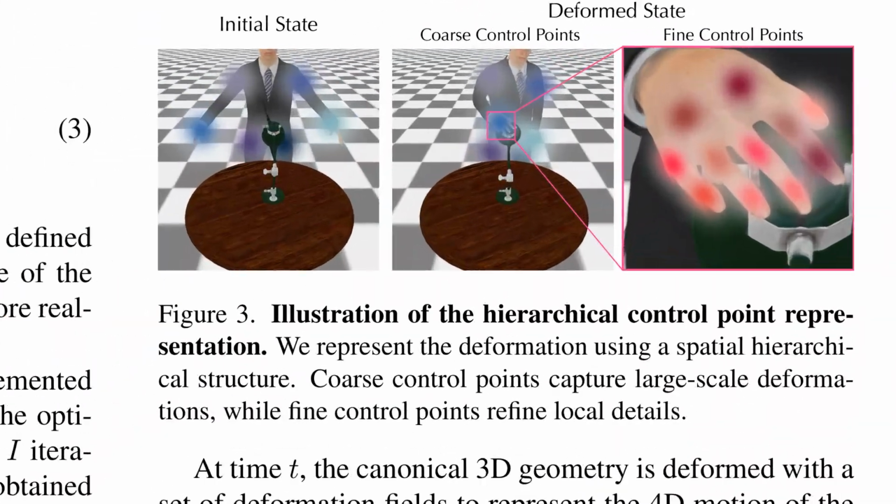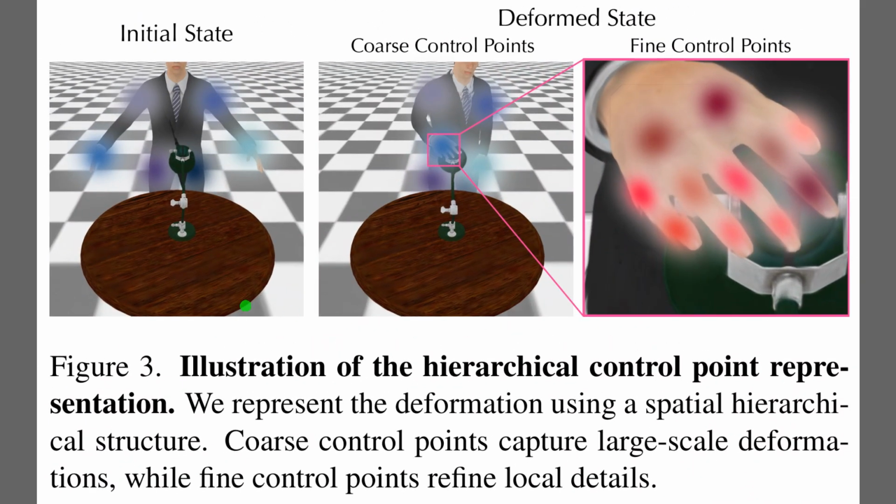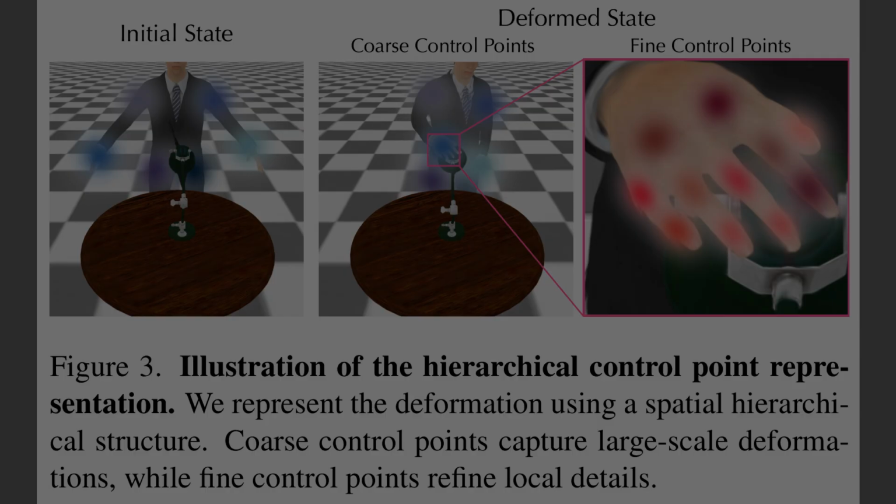Figure 3 details the hierarchical control point representation that makes these complex motions possible. To stabilize the optimization, the method splits deformation into two spatial levels. On the left, spanning the initial and deformed states, we see coarse control points, shown as blue blobs, which manage large-scale movements like the arm's trajectory. Then, the inset on the right reveals the fine control points. These smaller red markers focus on local details, such as the articulation of fingers, ensuring the model captures both the broad stroke of the action and the subtle nuances.